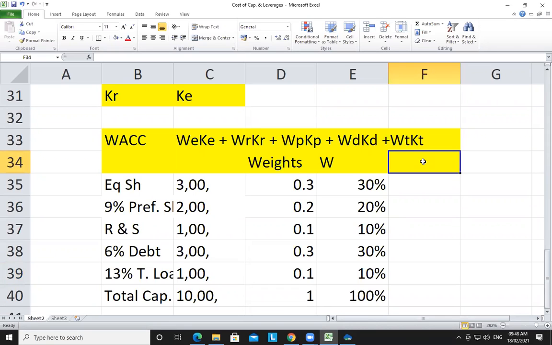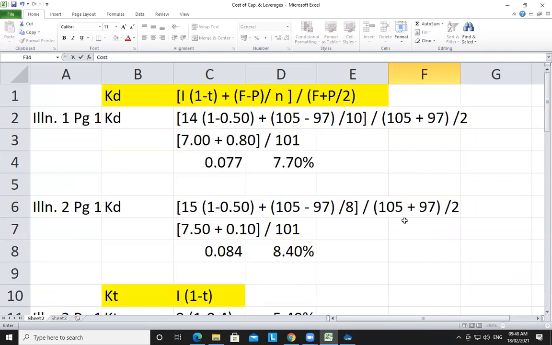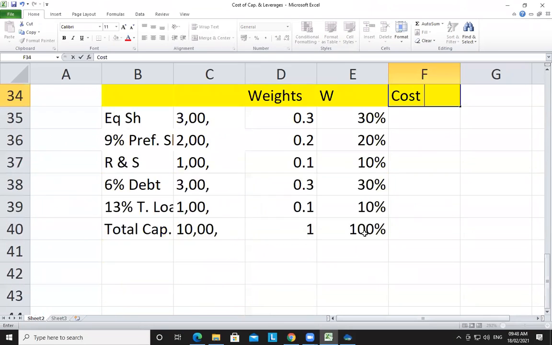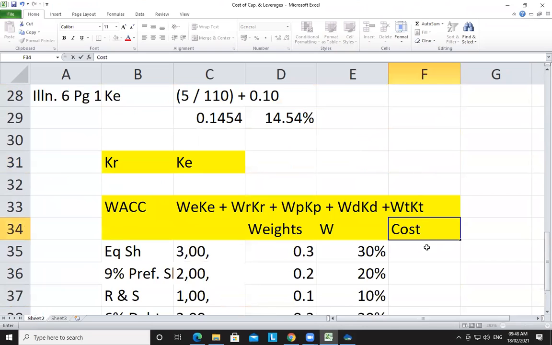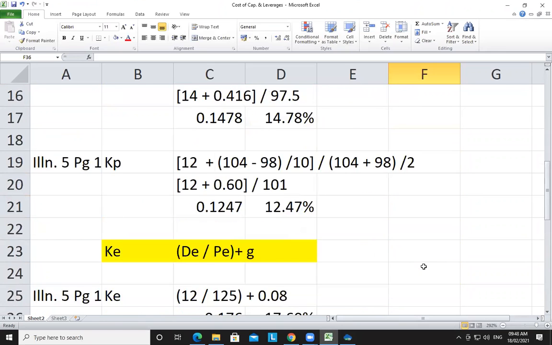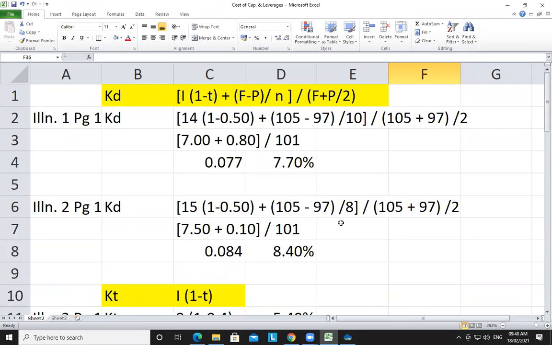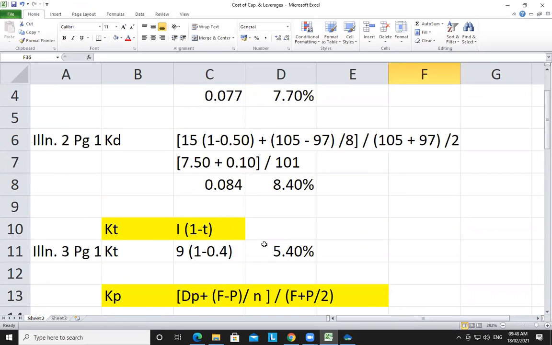Now, if I will calculate the cost, I'm assuming whatever the cost we computed here only. Okay. Cost of, I'm just taking hypothetical figures. Cost of debt was how much? 7.70%. 0.077. Am I right? Cost of preference. Cost of term loan 5.40.